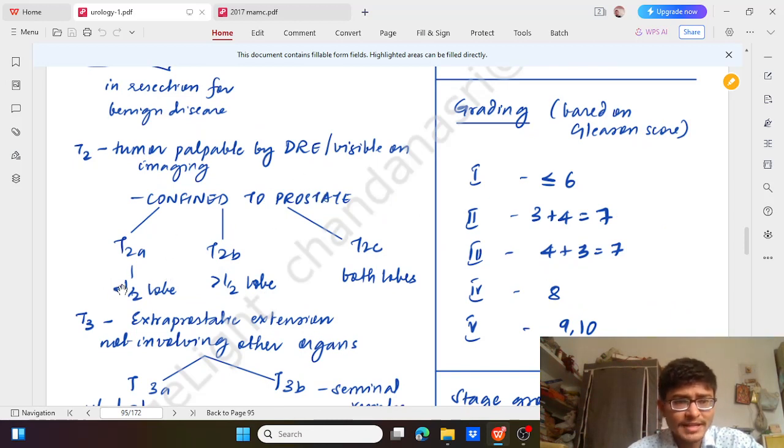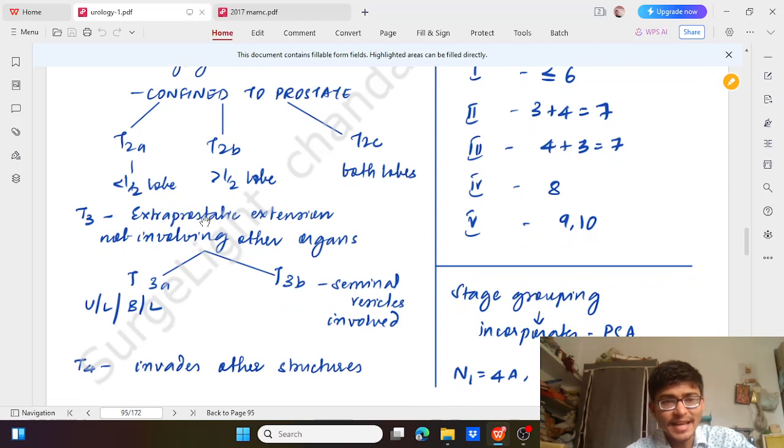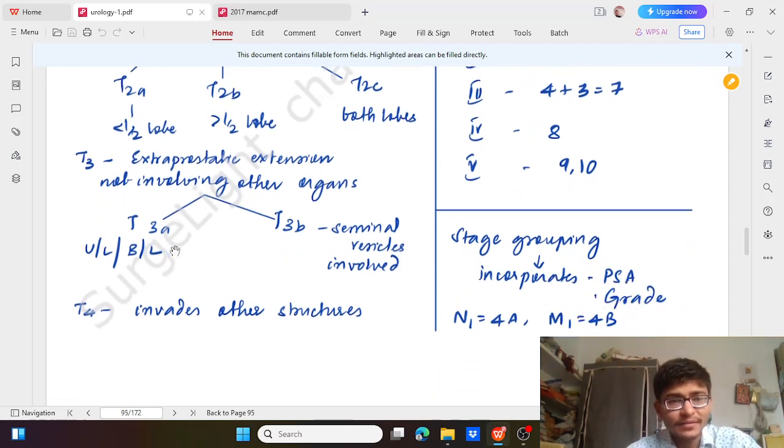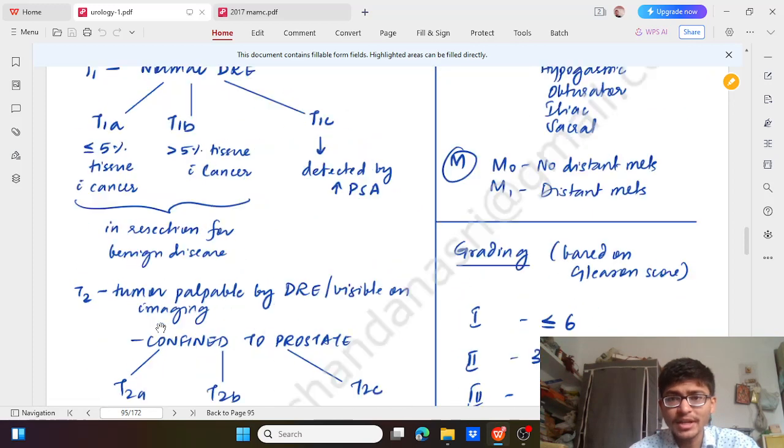T2 is when there is a palpable tumor, visible on imaging, confined to the prostate. T2a is when less than half a lobe is involved, T2b is more than half a lobe involved, and T2c is both lobes involved. T3 is extraprostatic extension not involving other organs, where T3a is unilateral or bilateral involvement, T3b is seminal vesicle involvement, and T4 is invasion of the surrounding other structures.